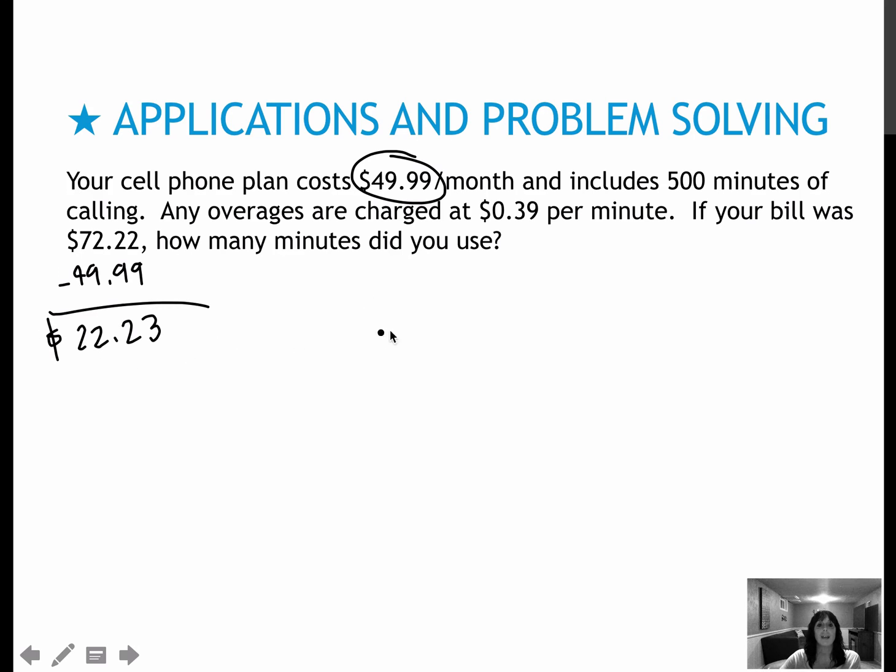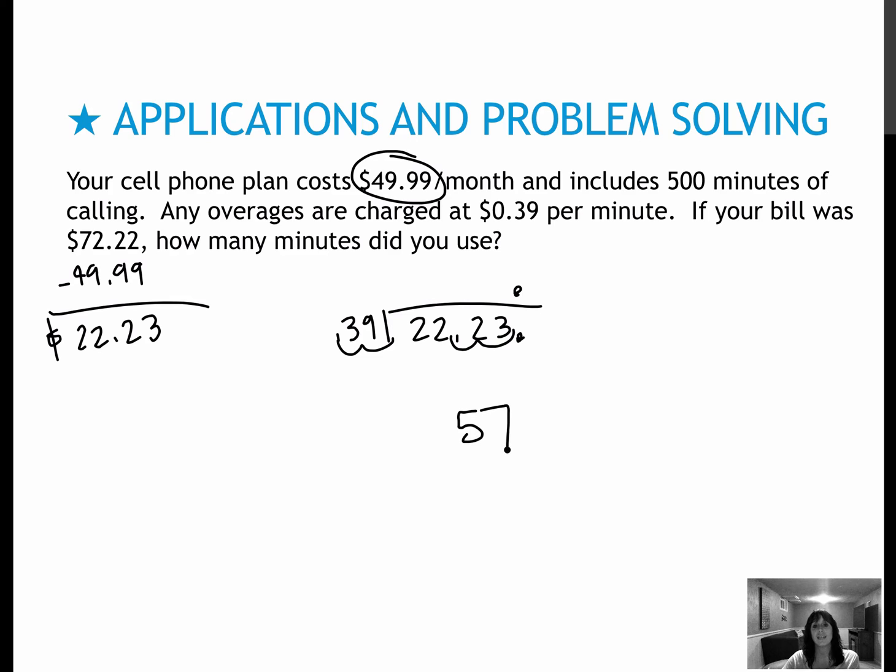Now, to find out how many minutes that is, I of course would then divide this. And again, as I said, you can use your calculator. So from here, I would take 22.23 divided by 0.39, or go ahead and move those decimals over. And when I do that, I end up with 57 minutes.